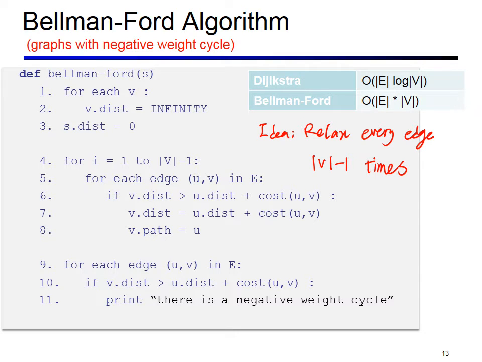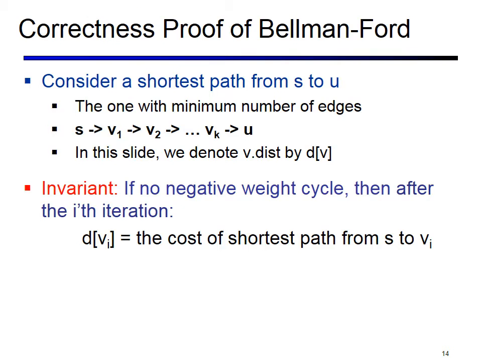The Bellman-Ford algorithm has a higher running time complexity than the Dijkstra algorithm. The Dijkstra algorithm is O of E log V, whereas Bellman-Ford is O of E times V. Remember that we relax all of the edges V minus 1 times. But unlike the Dijkstra algorithm, the Bellman-Ford can handle general graphs. Let's look at the correctness proof of the Bellman-Ford algorithm.